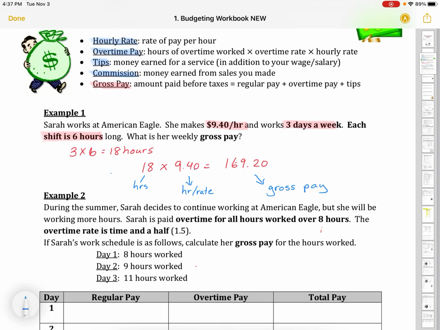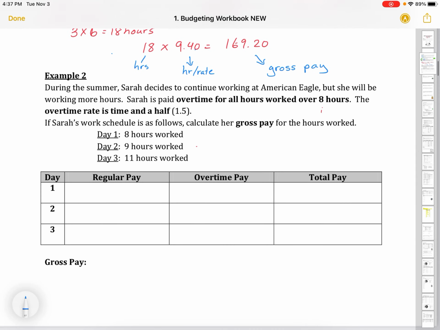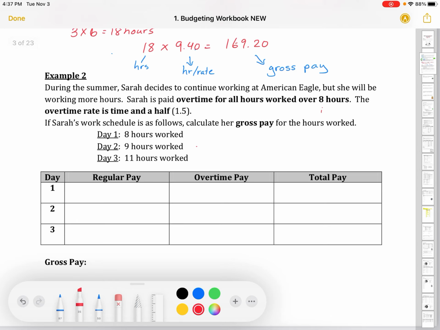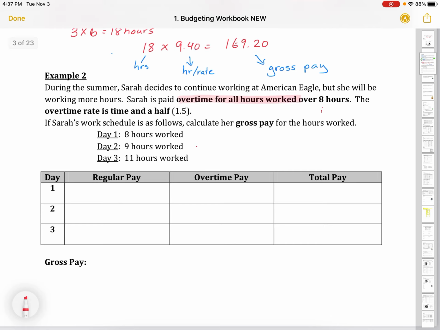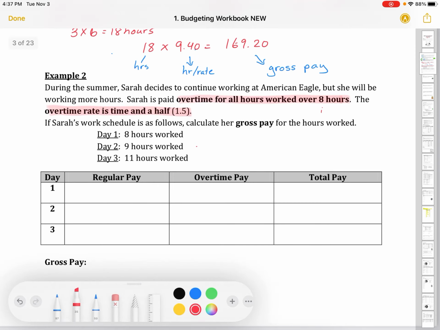Okay, that's a pretty simple one. It's pretty straightforward. Those of you who have part-time jobs are probably used to how you calculate that gross pay, and you know that there's going to be deductions like taxes and EI and things like that taken off as well. Now, during the summer, Sarah decides to continue working there. She will be working more hours. She's paid overtime for all hours worked over 8 hours in a daily shift. The overtime rate is time and a half. So, if Sarah's work schedule is as follows, calculate her gross pay.